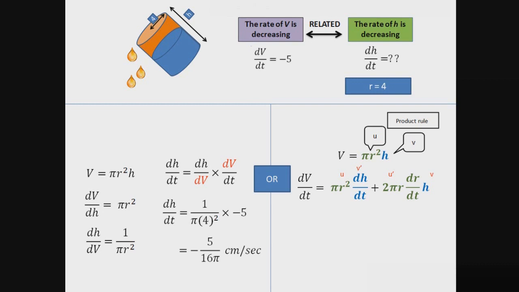Then substitute all the required values, and we get negative 5 is equal to pi, the radius is 4 square, dh over dt, plus 2 pi, r is equal to 4, and then dr over dt. Since the r is constant, if we differentiate it, it becomes 0, and multiply by h. And simplify it, since we need to find dh over dt, dh over dt is equal to negative 5 over 16 pi centimeter per second.